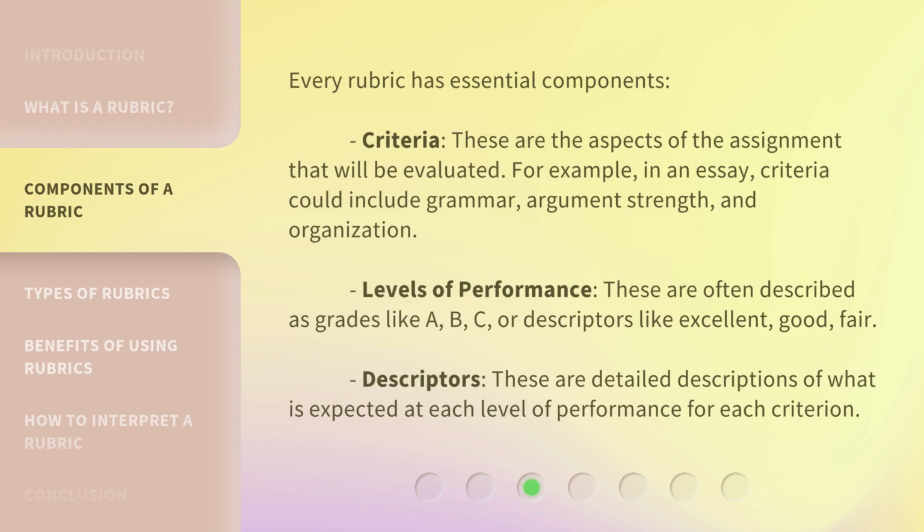Every rubric has essential components. Criteria. These are the aspects of the assignment that will be evaluated. For example, in an essay, criteria could include grammar, argument strength, and organization. Levels of performance. These are often described as grades like A, B, C, or descriptors like excellent, good, fair. Descriptors. These are detailed descriptions of what is expected at each level of performance for each criterion.